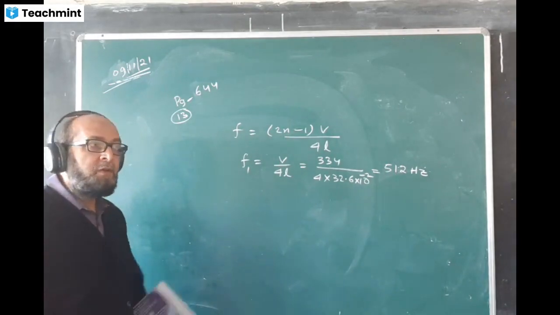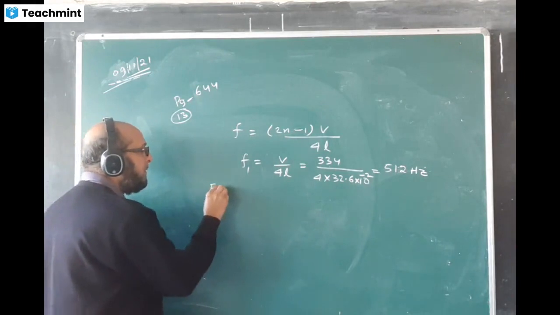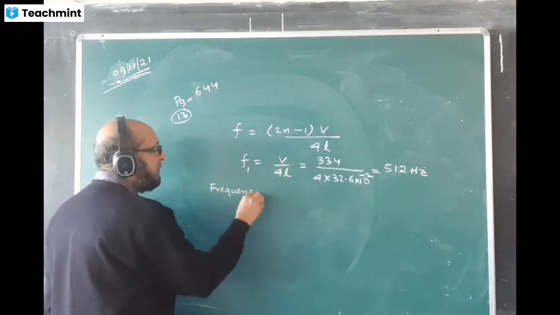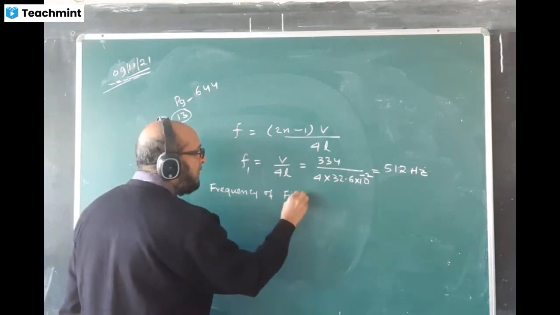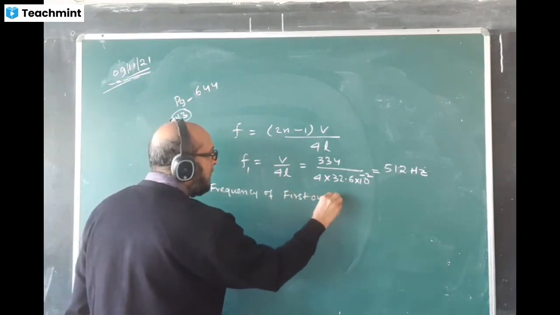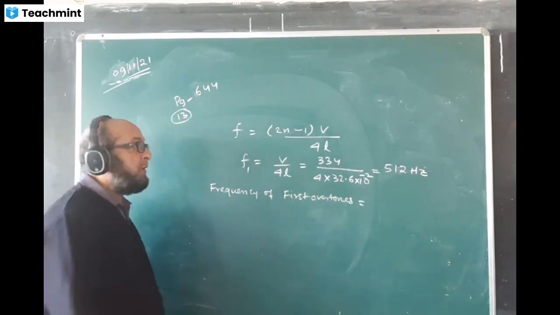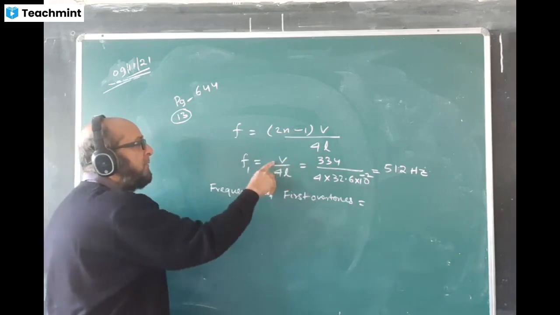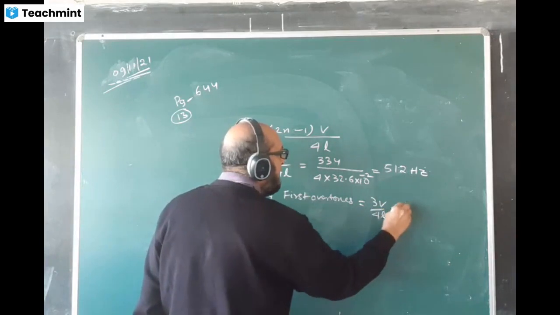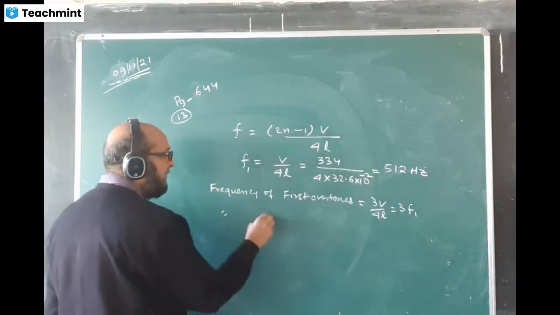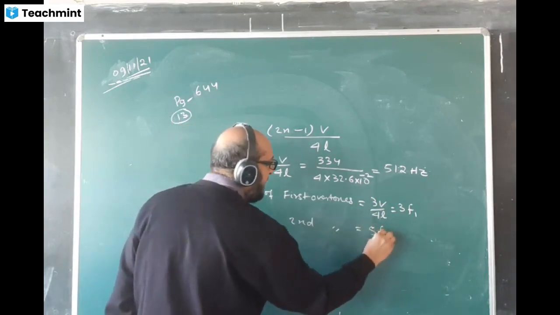Now we have to find also the frequency of the first two overtones. Write down the frequency of the first overtone. For the first overtone, we have to put n as 2, in the odd multiple, 2n minus 1. This is 1 V by 4L. The next will come 3 V by 4L, or you can say 3 times F1. Frequency of the second overtone will be 5 times F1.